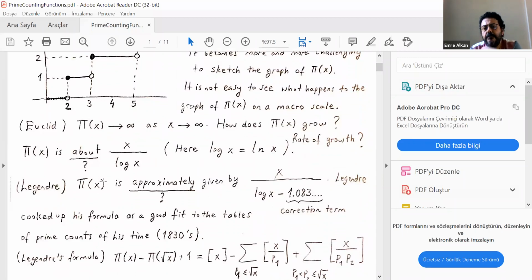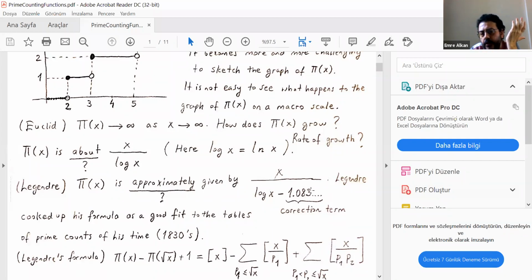And then he made this statement in his book: pi x is approximately, again a question mark, what do we mean by this exactly, given by this function, x over logarithm x, but you see minus a number which is close to 1.083, and he gives more decimals. Of course, Legendre was very well aware of the defects of this, probably. He felt that maybe this cannot be an exact measure of pi x. That's too much to expect. So he was already thinking about some errors, so he made a correction term here.